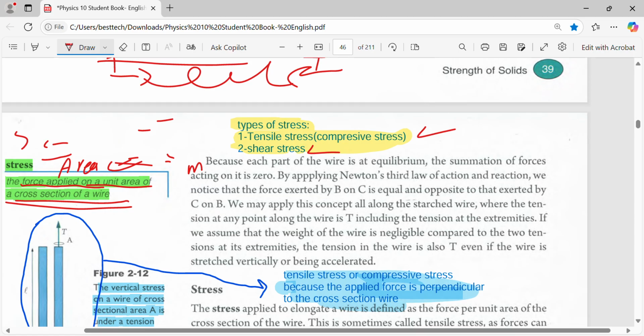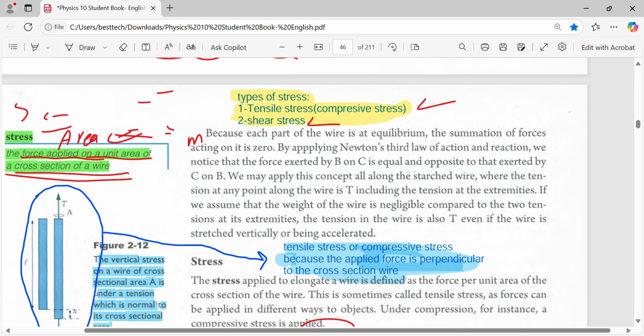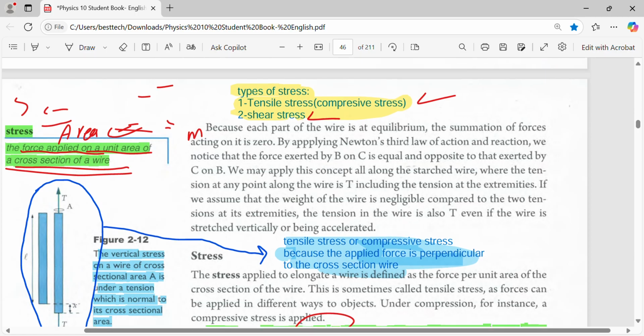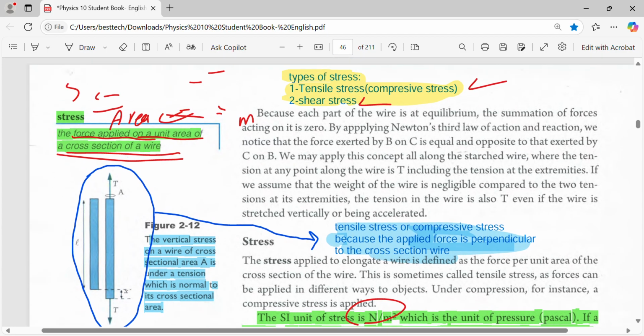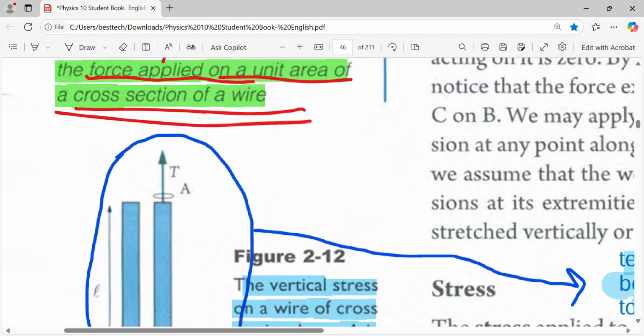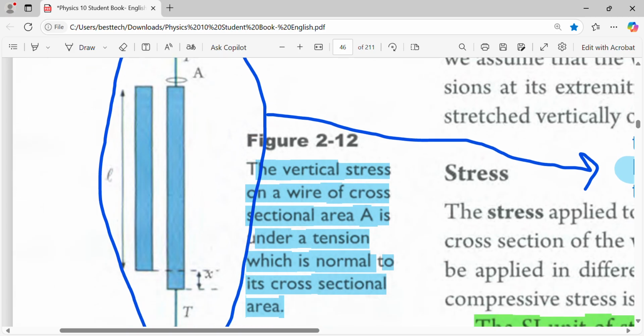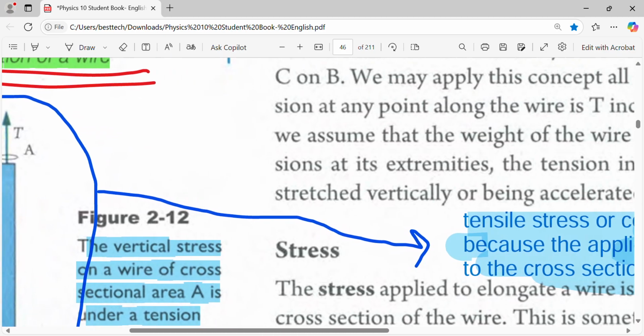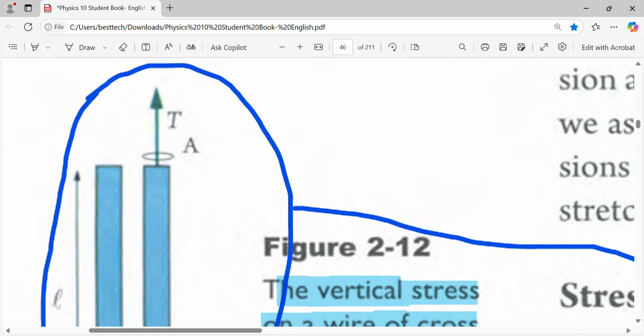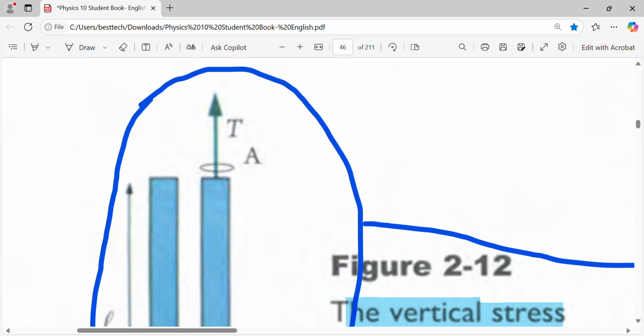Now you have to study the difference between them. What is tensile stress and what is shear stress? Guys, both of them are stress, so be careful. Both of them are tension over area, but we have some difference between them. Look, we have this picture. This picture is an example of tensile stress. Let me tell you why. Guys, I would like to zoom in to understand.